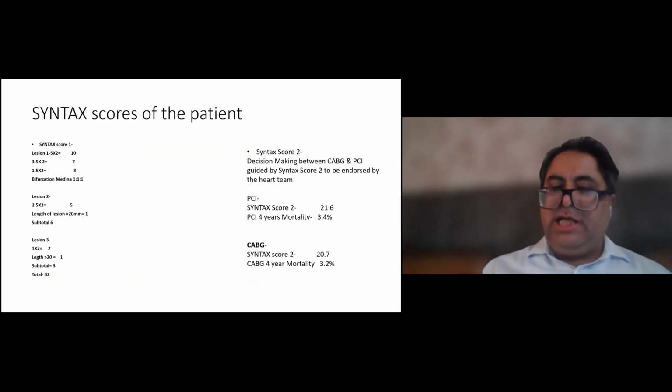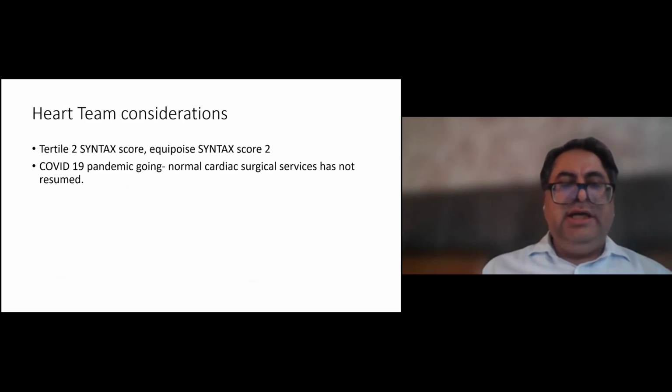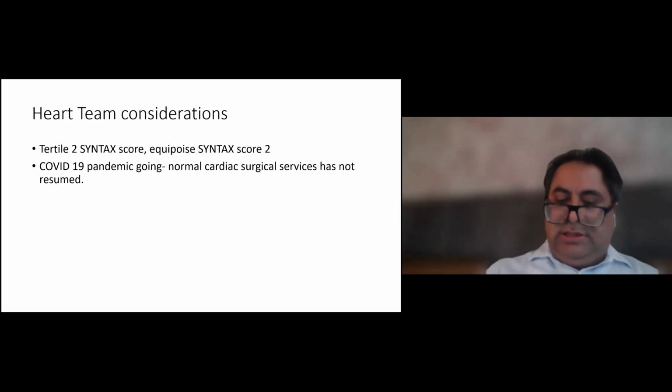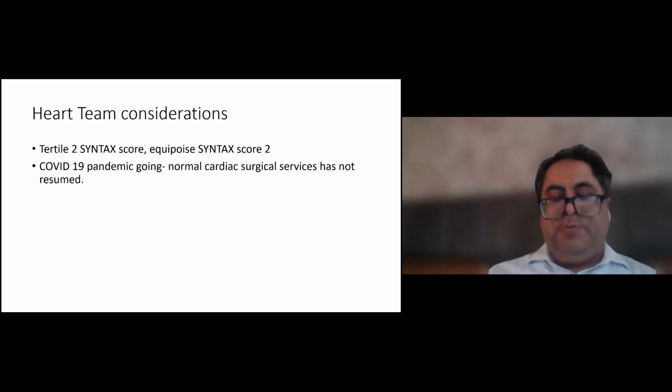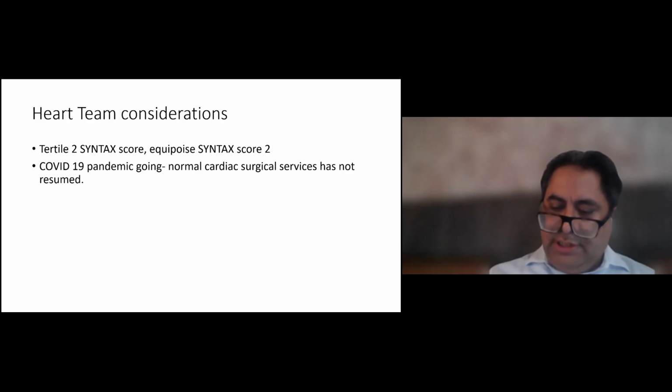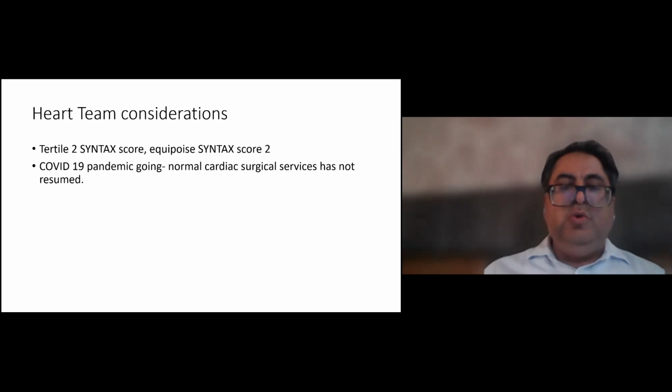The PCI 4-year mortality is 3.4%. Similarly, if the CABG SYNTAX score is 20.7, the CABG 4-year mortality is 3.2%. So we take the heart team considerations. Tertile 2 SYNTAX score was equipoised in our example, and the COVID pandemic is going on. The normal cardiac surgical services have not yet been fully resumed, and we try to do more complex cases in this scenario.